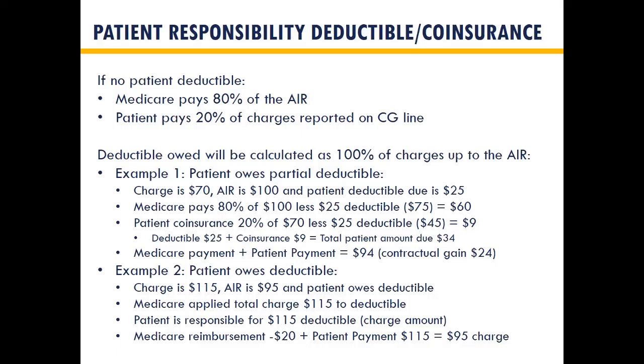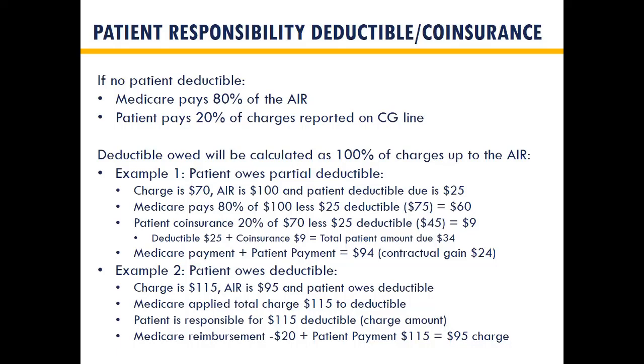So in example one, I'm saying that the patient owes a partial deductible. Your charge is $70, your all-inclusive rate in this example is $100, and the patient only owes $25 of that $185 deductible. So Medicare is going to pay you 80% of, it's going to look at, here's your all-inclusive rate, less the deductible. So that would be $75. And 80% of $75, Medicare would pay at $60.